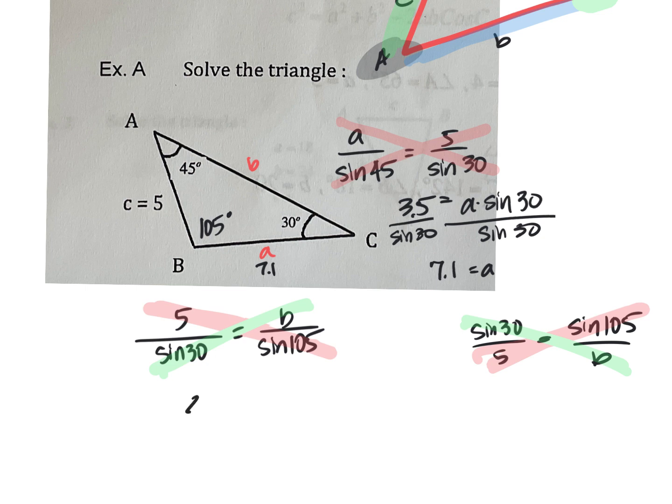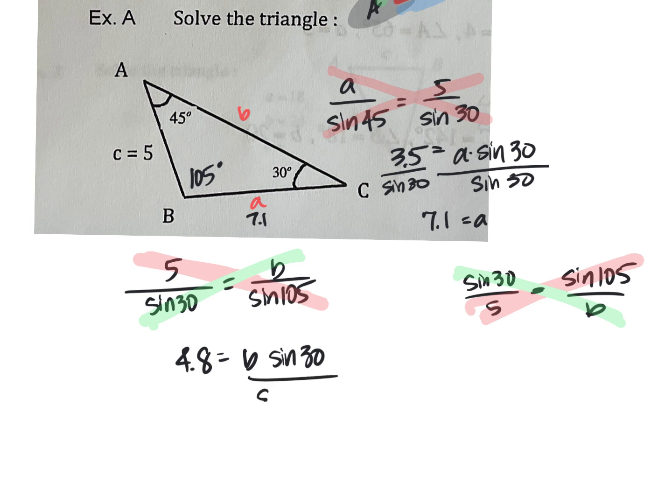4.8. Agreed. Thanks, Lil. Equals B sine of 30. Writing this down. Divide by the sine of 30. Are we typing 4.8? No, just hit divided by sine of 30. 9.7 is B. We did it.